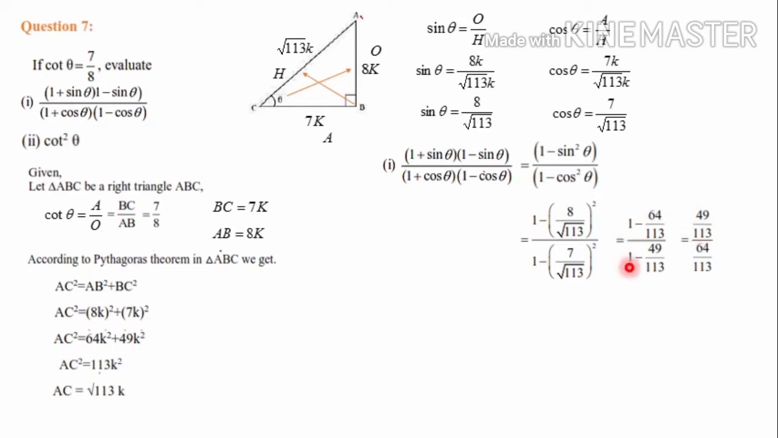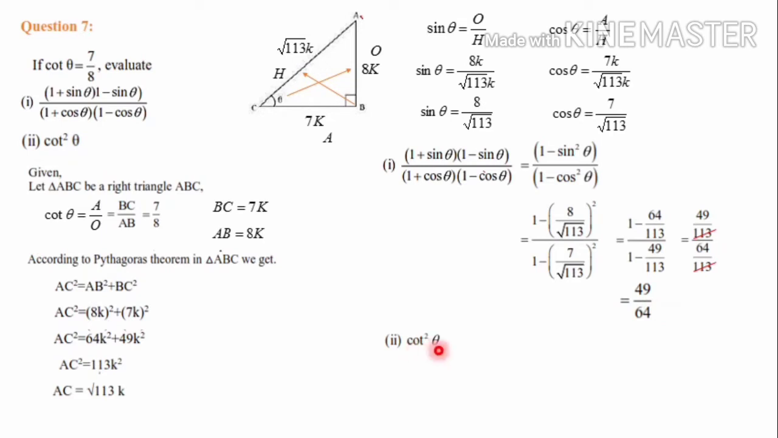Next here again, if you take LCM 113, 113 into 1 is 113, 113 minus 49 is 64, divided by the whole denominator 113. Then we can cancel 113. So the final answer becomes 49 divided by 64.